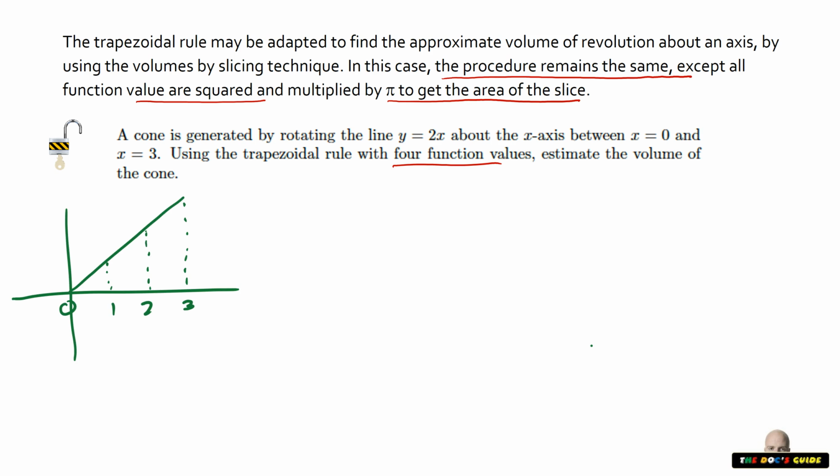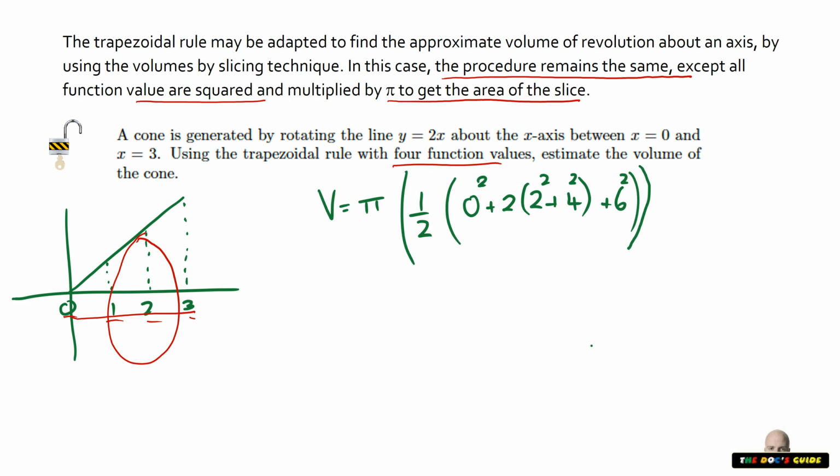So step number 1, I think, is to get a picture so we know what's going on. So there's our line, y equals 2x. Between 0 and 3, we want to use 4 function values, so these are the 4, 0, 1, 2 and 3, and use the trapezoidal rule, but we're going to imagine rotating around the axis. So we're finding the area of the little discs.